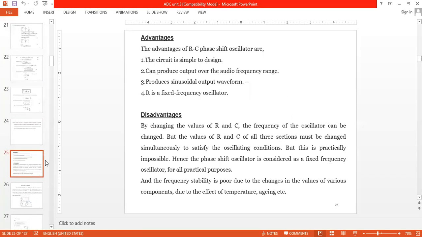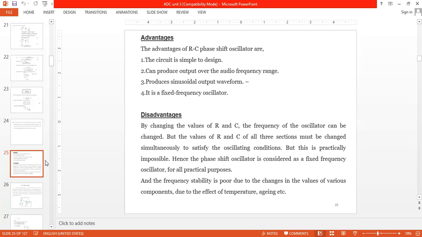Advantages of the RC phase shift oscillator: the circuit is simple to design, it can produce output over the audio frequency range, and it produces a sinusoidal output waveform. It is a fixed frequency oscillator, so we cannot vary the frequency in the output.